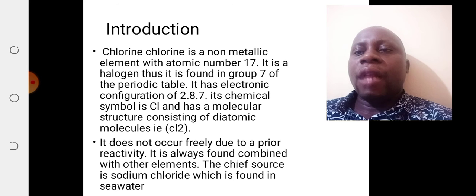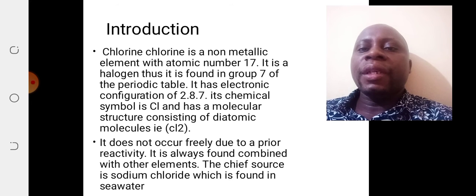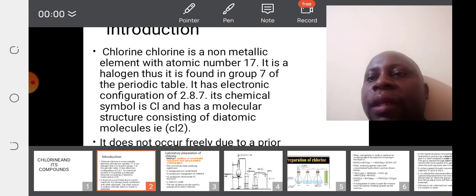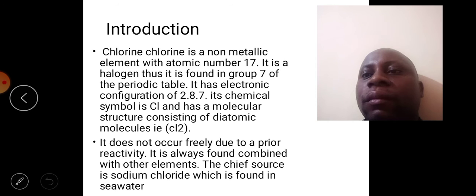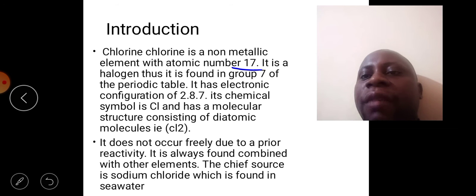Now, chlorine is a nonmetal. In which group of the periodic table is chlorine located? Group 7, okay? So chlorine is a nonmetallic element and it has got atomic number 17. Therefore, it is in group 7 of the periodic table. And remember, group 7 is written as VII.